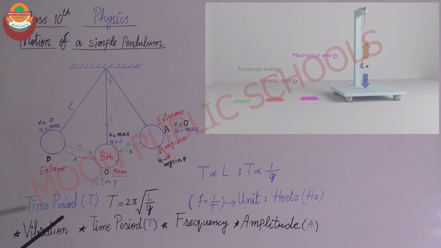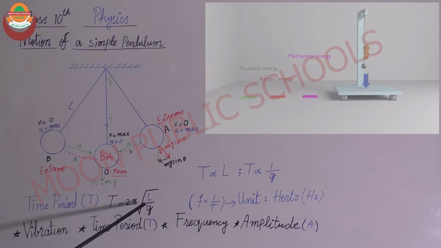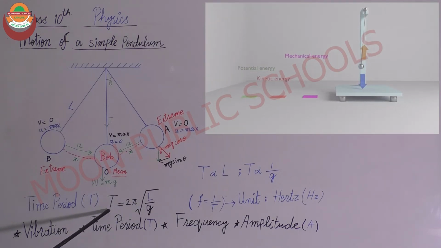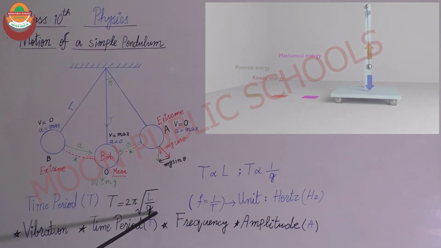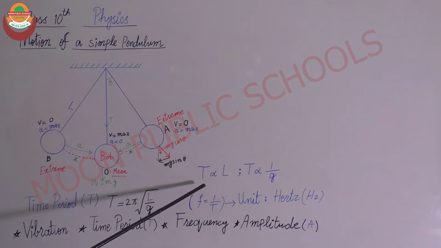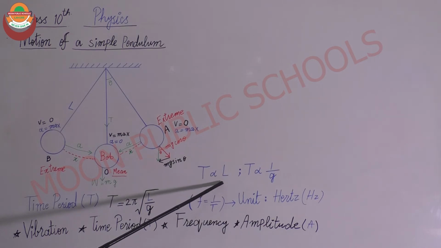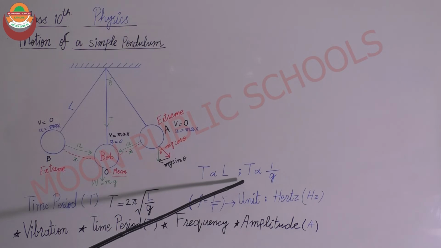So let's calculate the time period of the pendulum: T is equal to 2 pi square root of L over g, where T is the time period of the pendulum, L is the length and g is the gravitational acceleration. You can see that T is directly proportional to the square root of L. When the length is increased, the time period is also increased. When the length is decreased, the time period is also decreased. And you can see that time period is inversely proportional to the square root of gravitational acceleration.